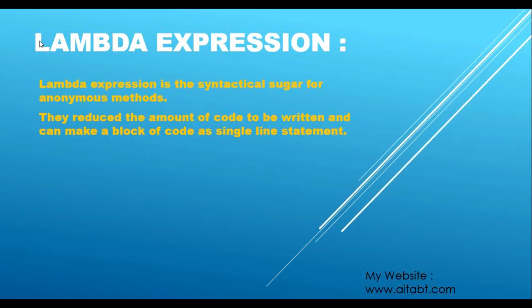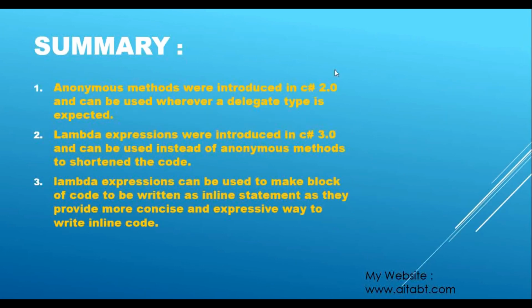Now let's quickly see the summary. Anonymous methods were introduced in C# 2.0 and can be used wherever a delegate type is expected. I have shown you that: in that delegate instance, we passed an anonymous method directly instead of creating a separate method and passing that. So wherever a delegate type is required, we can pass that.